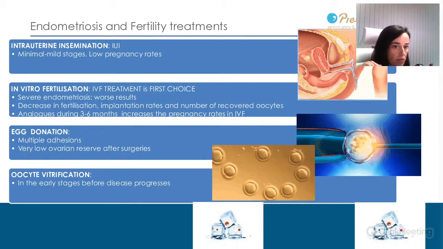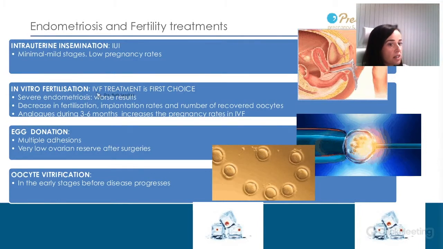And what treatments do we suggest are the best for people with endometriosis? Well, we have the intrauterine insemination, but it's not the first choice for these people. Only in patients with minimal or mild stages, in young women, because we have to know that this technique, the intrauterine insemination, has very low pregnancy rates. So only in a minimal stage in very young women can we decide to begin with insemination.